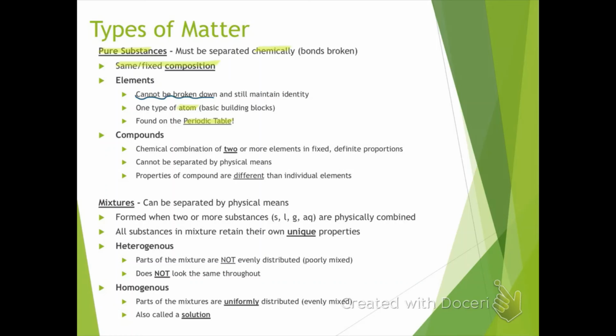One more note on our elements is our diatomic elements. They're still made up of one single building block. So our H2, O2, etc., though there's two atoms, is still just one type of atom there.